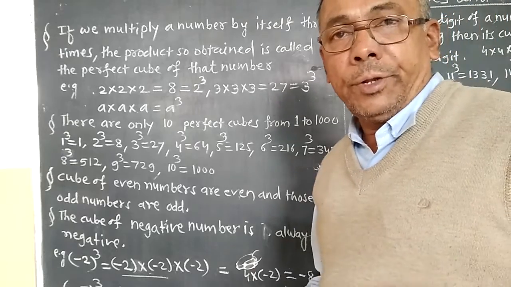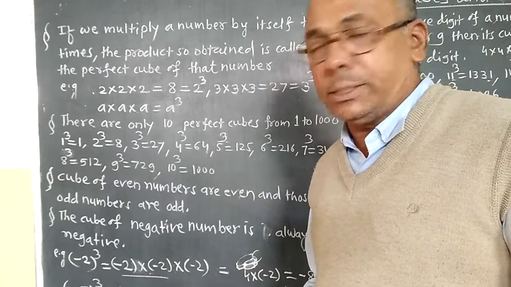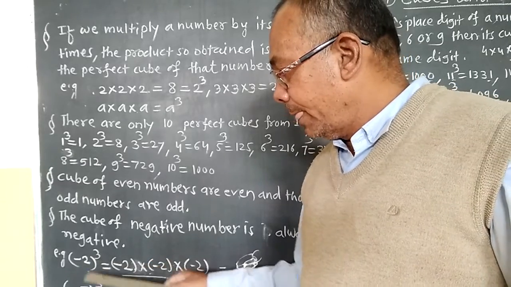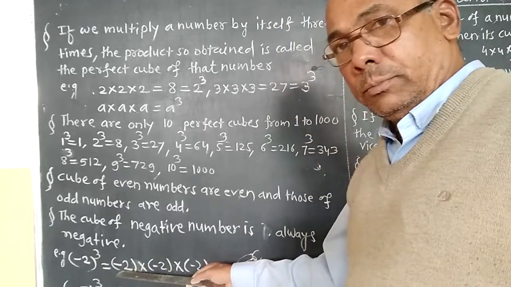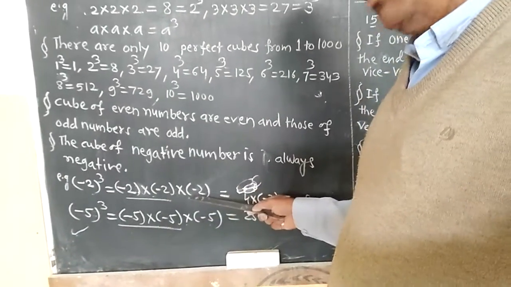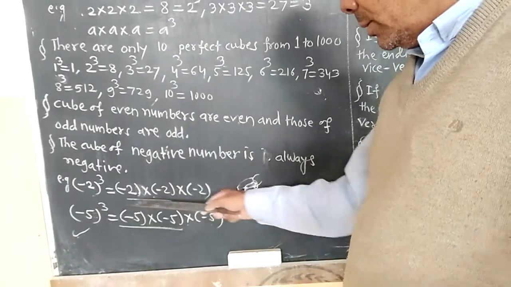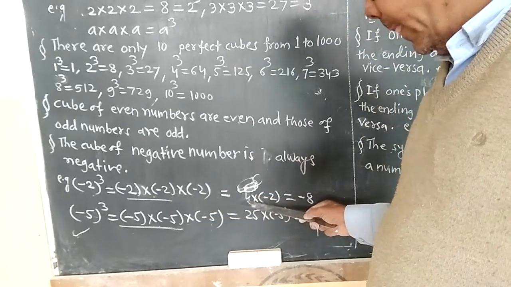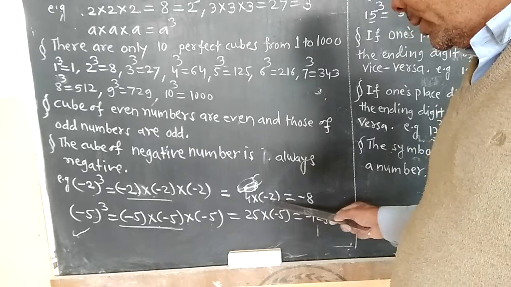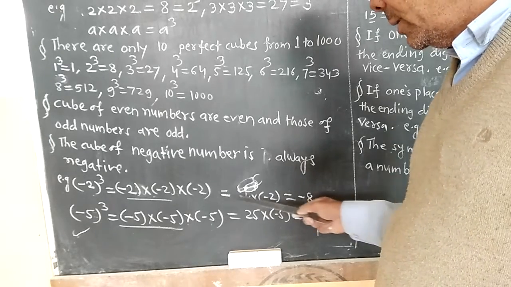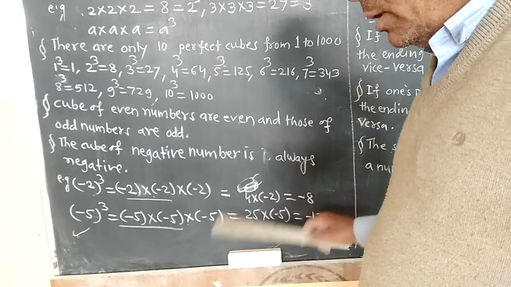Now our next point is the cube of a negative number is always negative. For example, minus 2 cube is equal to minus 2 into minus 2 into minus 2. Here minus 2 into minus 2 will be plus 4, and plus 4 into minus 2 is again minus 8, because unlike signs are there.